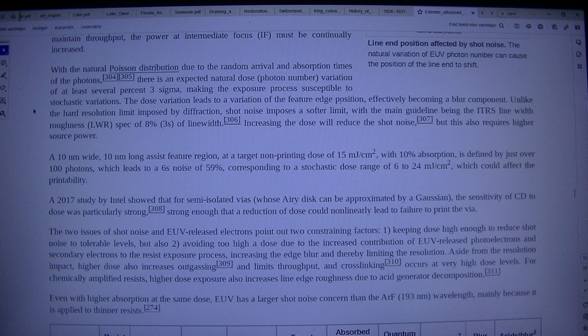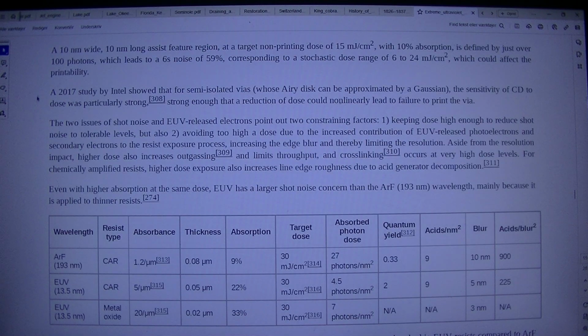Increasing the dose will reduce the shot noise, 306. But this also requires higher source power, 307. A 10 nm wide, 10 nm long assist feature region, at a target non-printing dose of 15 mJ/cm2, with 10% absorption, is defined by just over 100 photons, which leads to a 6-sigma noise of 59%, corresponding to a stochastic dose range of 6 to 24 mJ/cm2, which could affect the printability.